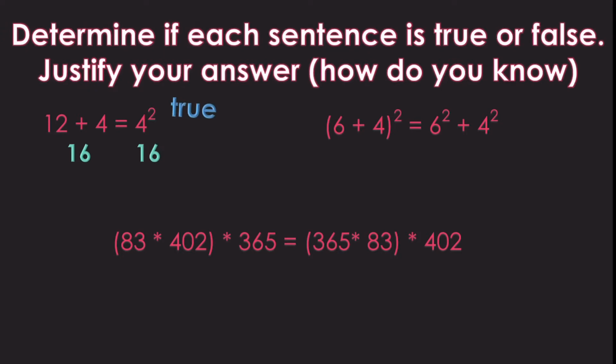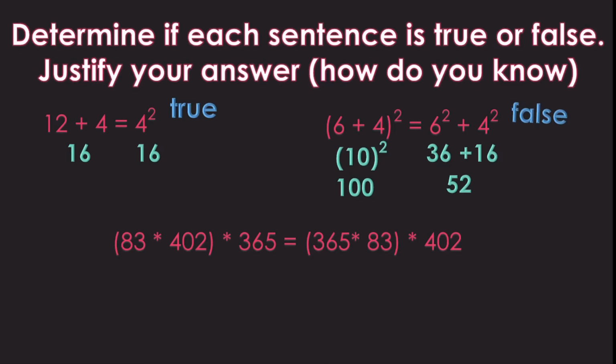Now, when I come over here, 6 plus 4 is 10. So I have 10 squared. Well, 10 squared is 100. So I've got the left side of my sentence done. Let's go to the right side. 6 squared is 36. 4 squared is 16. So 36 plus 16 is 52. Those two are not equal to each other, so this sentence is false. While it might look like they are to you, it's not true.